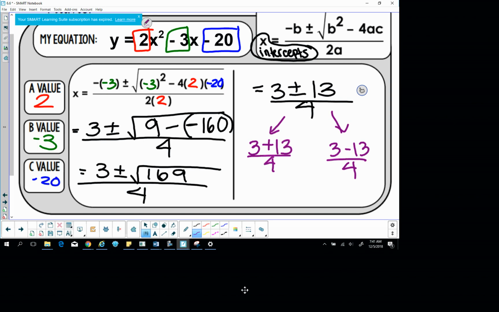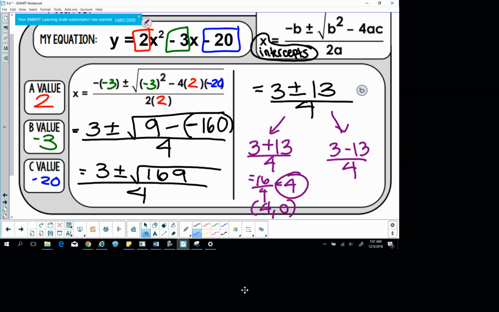Then we do our numerator. So what's 3 plus 13? 16. Which equals 16 over 4. What is 16 over 4 equal? 4. So my first x-intercept is 4, 0.